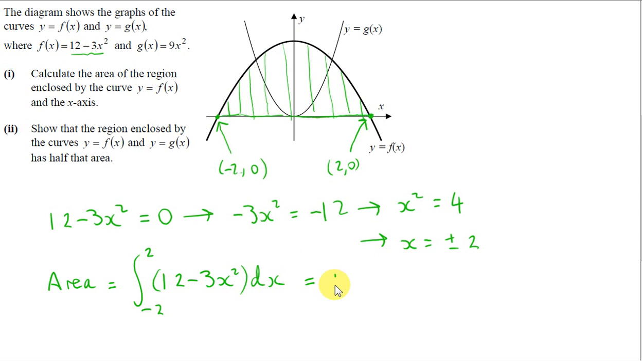Okay, if we integrate 12 with respect to x, we get 12x. Integrating minus 3x squared with respect to x will give us minus, when we add 1 to the power of x, we get x cubed, and then we have 3 divided by 3, which is minus 1. So we get 12x minus x cubed. And we apply our limits of integration, minus 2 to plus 2. So we plug the upper limit in, which is plus 2. Then we put a minus sign, and we write this out replacing x with minus 2.